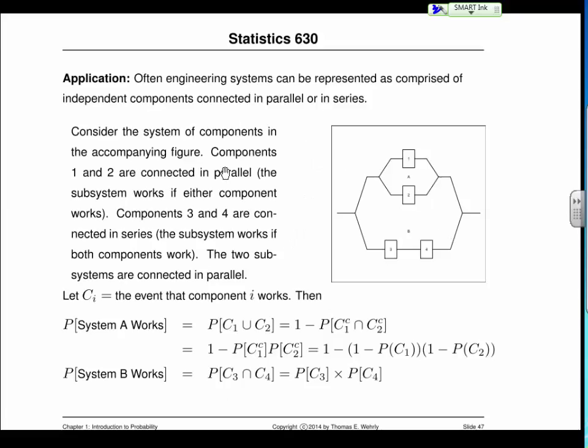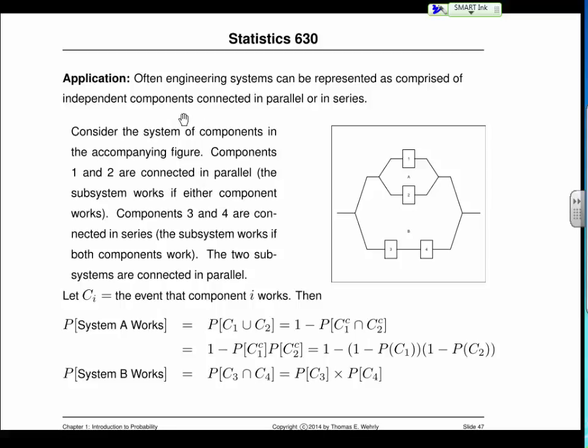In engineering applications, often independence is assumed when you have several components and you want to calculate the probability that a system is going to work or is going to fail. And so we'll look at some components that are connected in parallel and some that are connected in series, and we'll try to calculate the probability that the system works.